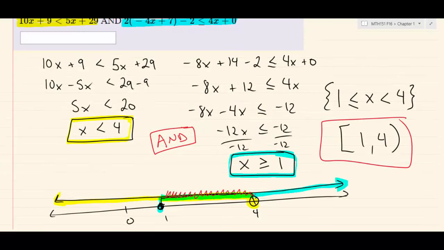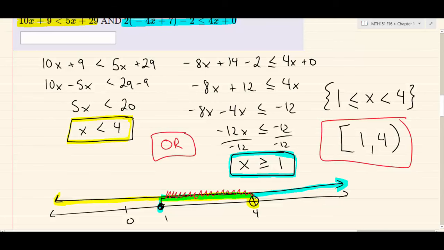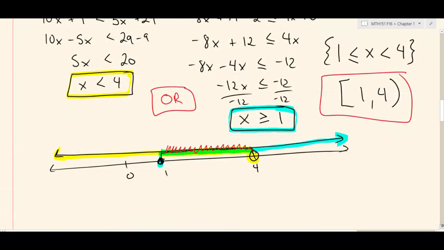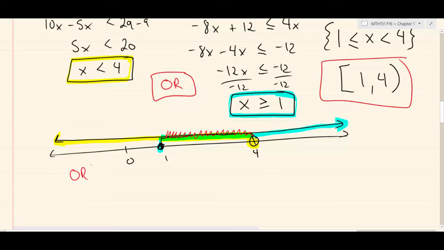Is that good? What if we change the word from and to the word or? You're looking for the solutions that make one true or the other one true. Not both at the same time, simultaneously, but either the yellow graph is true or the blue graph is true. What would that solution be? So this is a what if. This is kind of an extension. What if we said or?